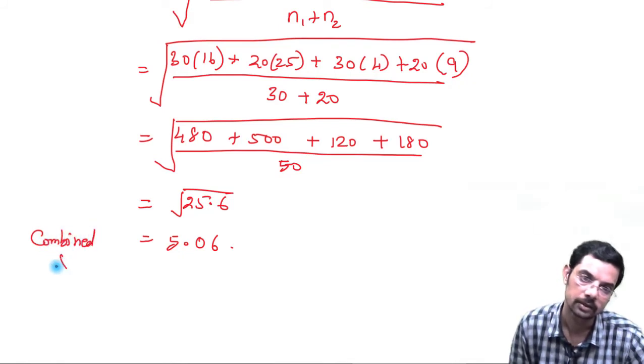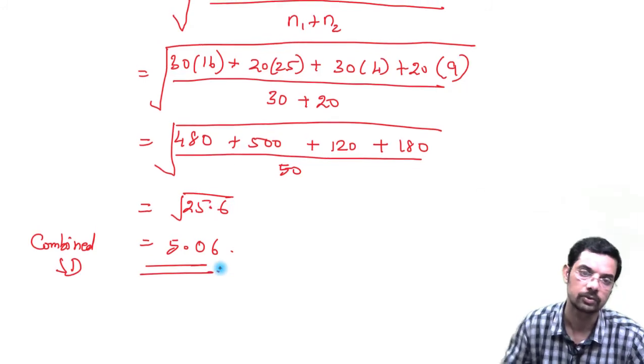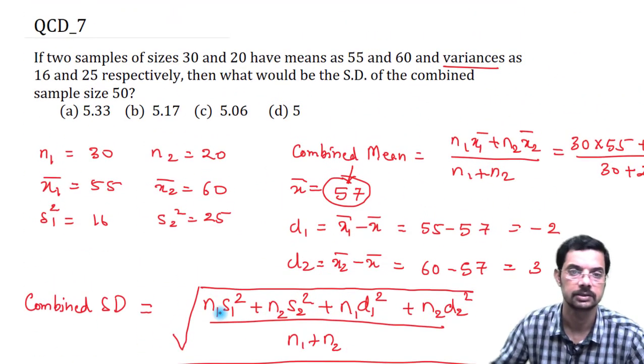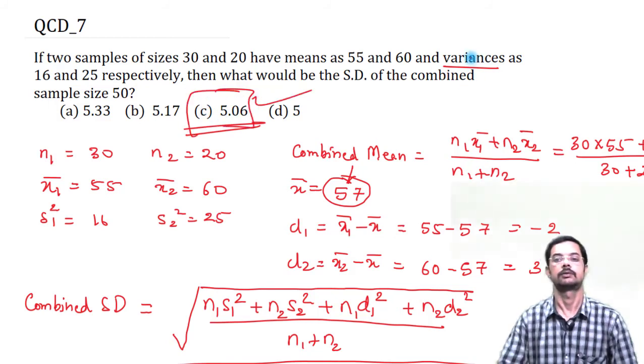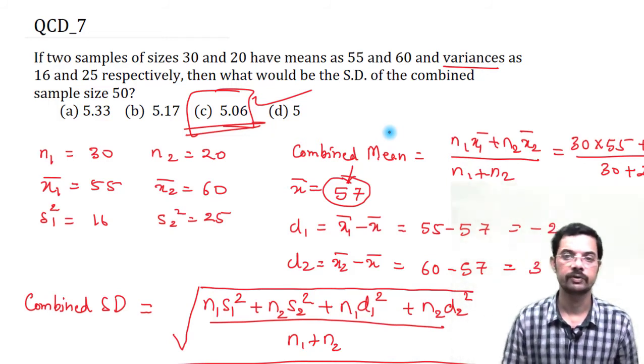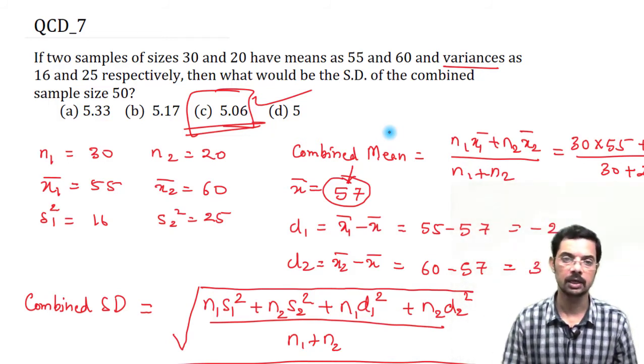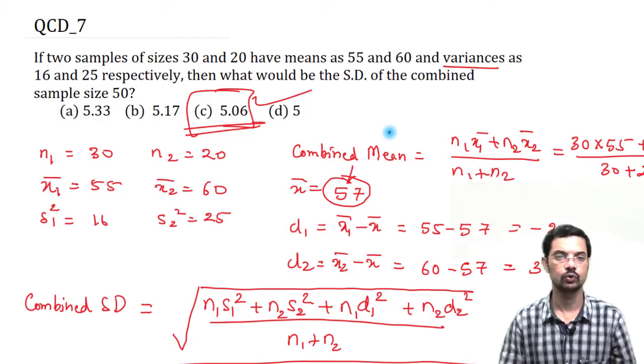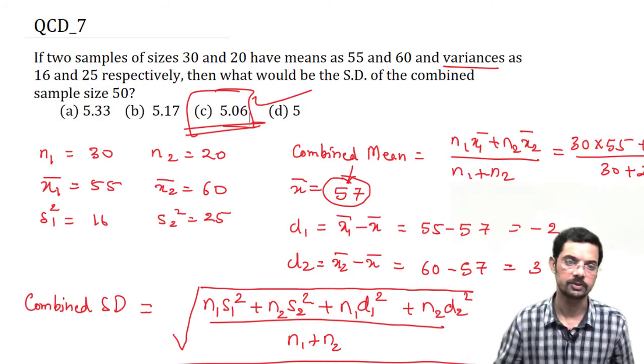This is your combined standard deviation. Combined standard deviation is 5.06. Let us see whether it is in the answers. Yes, we have 5.06. Option C is your correct answer. This is a very important question to find the combined mean and combined standard deviation of two different groups of observations.